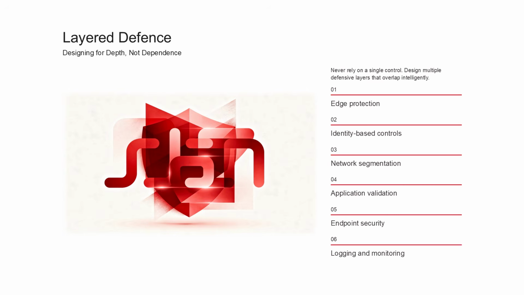One of the most important architectural principles you must embrace is layered defense. Layered defense means you do not rely on a single control to protect your environment. Instead, you design multiple defensive layers. Edge protection, identity-based controls, network segmentation, application level validation, endpoint security, logging and monitoring. If one layer fails, others continue to provide protection.